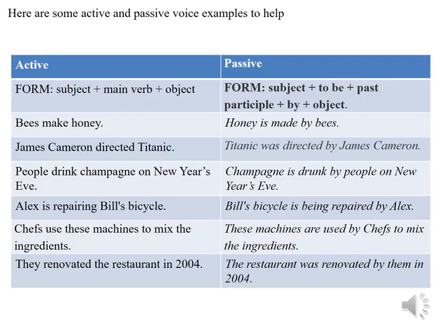Now here are some active and passive voice examples to help. Look at this one now. We have the form, which is under active: subject plus main verb plus object. Look at the passive now. Form: subject plus be verb plus past participle plus by plus object. The first example there: bees make honey. Bees, that is the subject, make is the verb, honey is the object. But now we want to change it to passive voice.